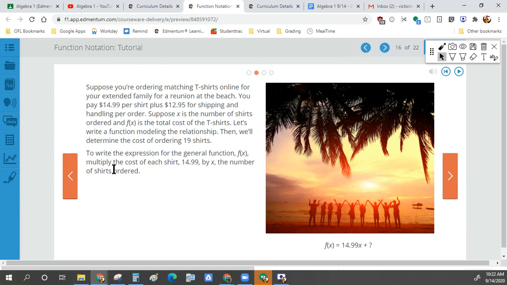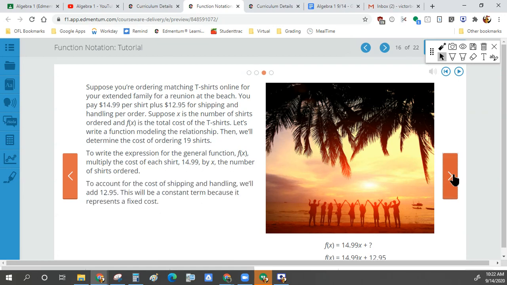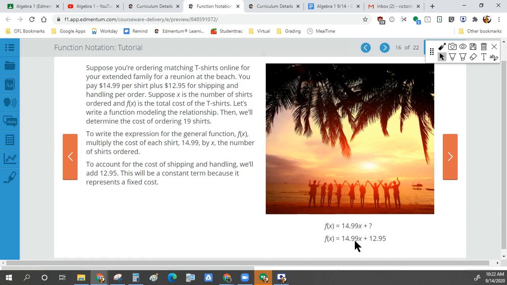So we're going to write it like this. Multiply the number of shirts by that. So that's where we get that 14x. And we're also going to do the fixed costs. We're just going to add this. It's our constant because it's not changing. It stays the same no matter what the x is.